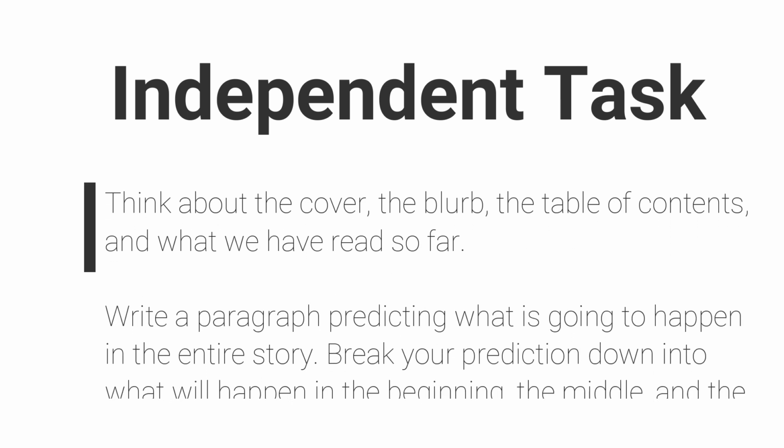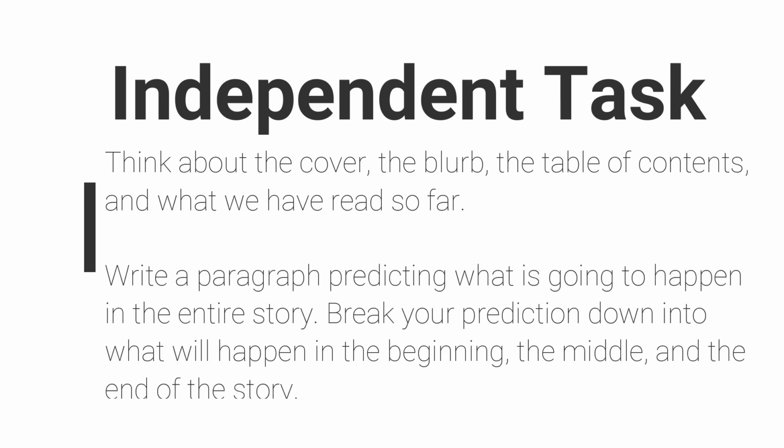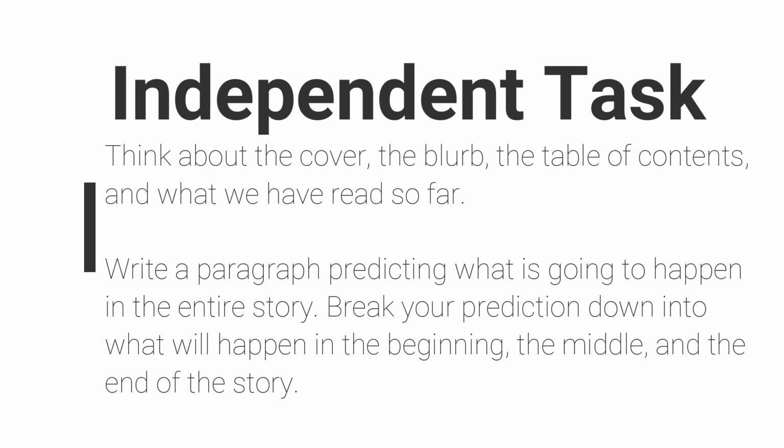Remember, our focus skill today was making predictions. Think back to the cover of the text, the blurb, the table of contents, and what we have read so far. What you're going to do is write a paragraph predicting what is going to happen in the entire story. This book is about 18 chapters long. Keep that in mind. You're going to break your prediction down into what will happen in the beginning, the middle, and the end of the story.